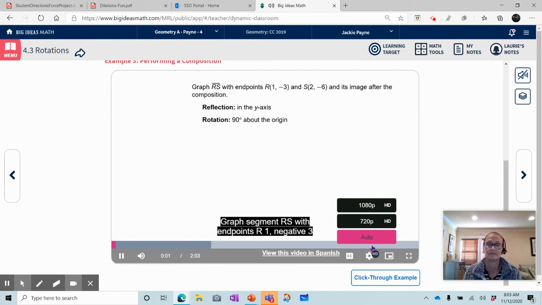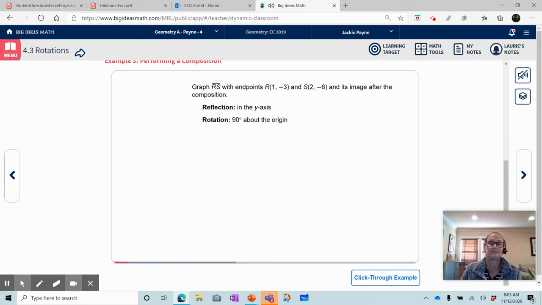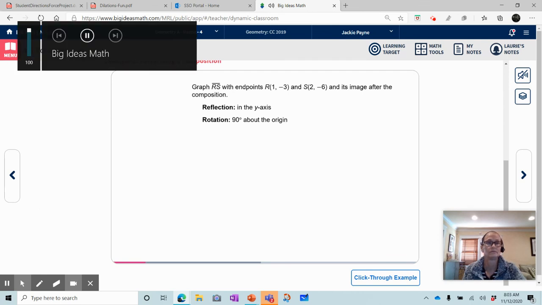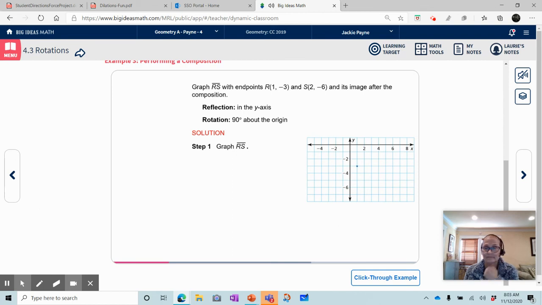Graph segment RS with endpoints R(1, -3) and S(2, -6) and its image after the composition: a reflection in the y-axis followed by a rotation 90 degrees about the origin. Solution. Step 1. Graph segment RS. Graph R(1, -3) and S(2, -6). Unless you are told otherwise, perform the transformations in the order given.